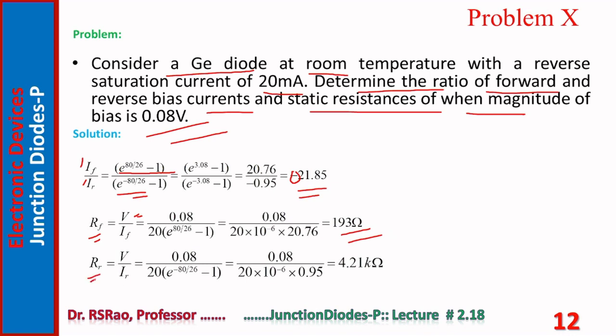Reverse resistance, static resistance, it is V by IR. V is same, 0.08. IR, reverse current, can be determined from 20 into (e power minus 80 by 26 minus 1). It turns out to be 4.21 kilo ohms.